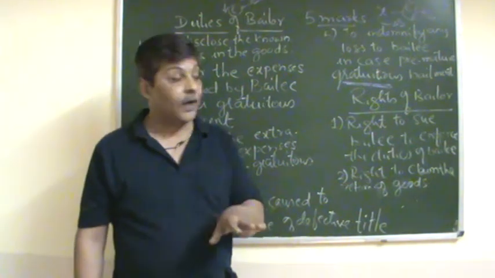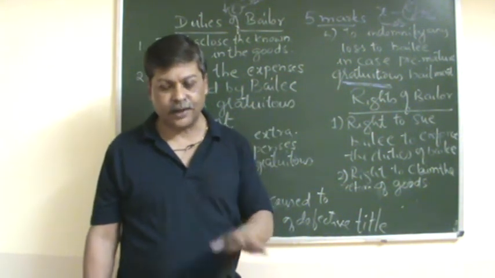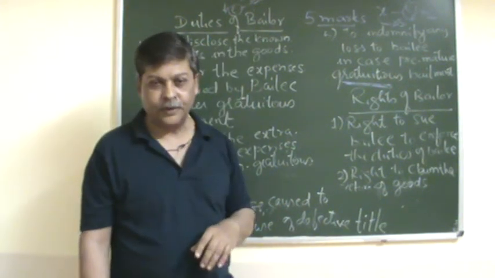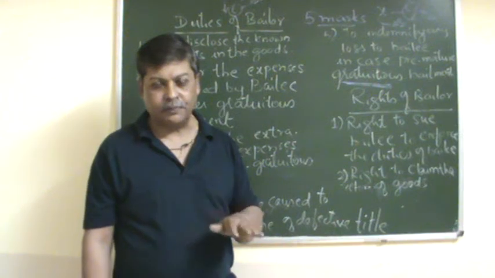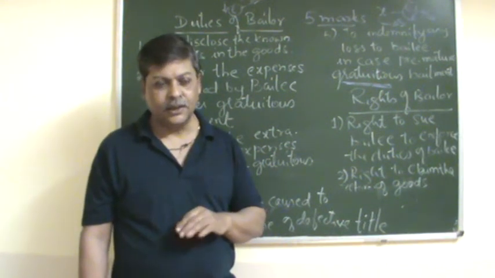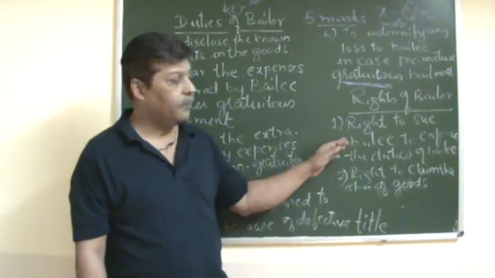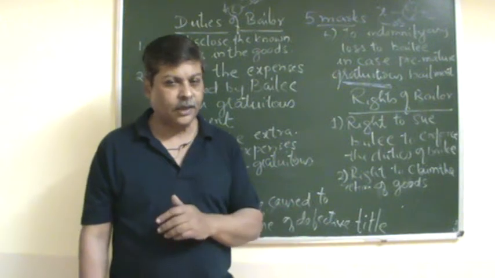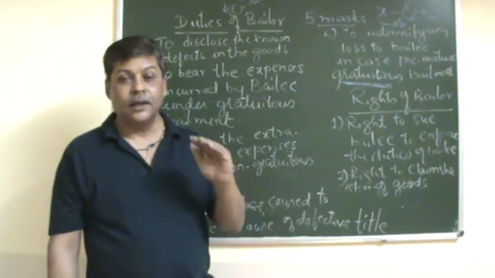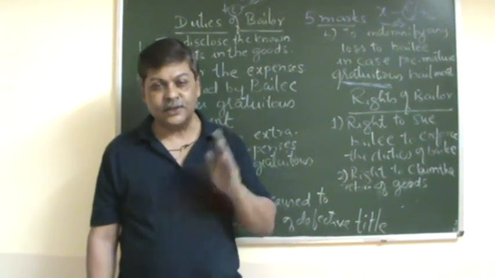So these are the 5 important duties to be performed by the bailor in the contract of bailment. These are called the duties of the bailor. When there are duties, naturally the party will also be given rights. So there are 2 important rights vested in the bailor. These rights can be claimed when the bailee fails to perform his duty, or has failed in his duties.